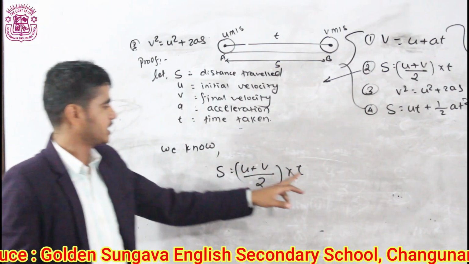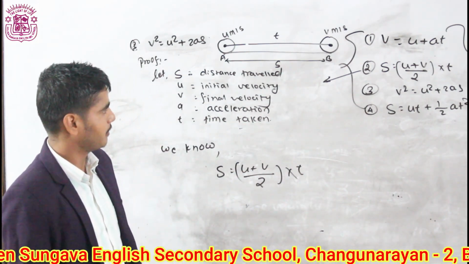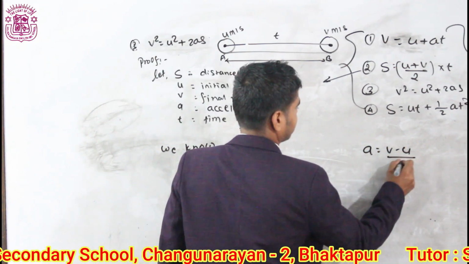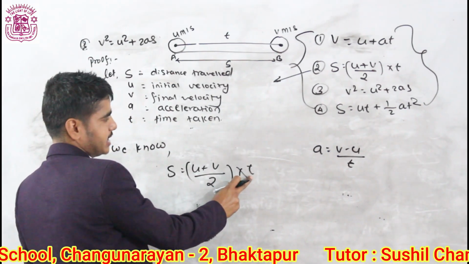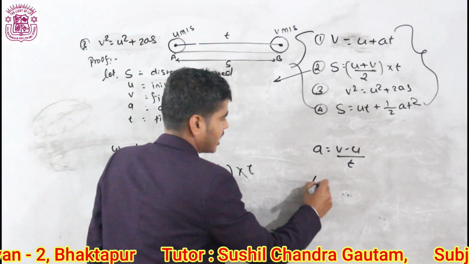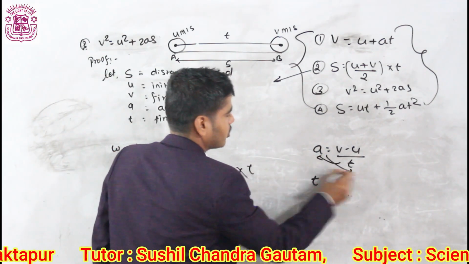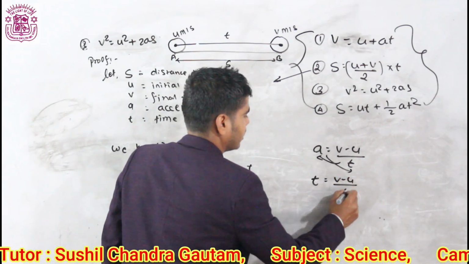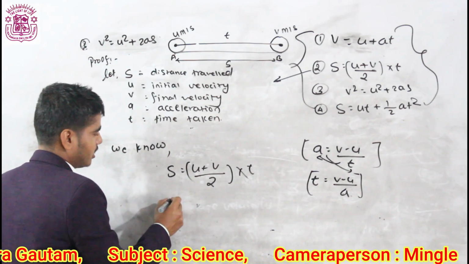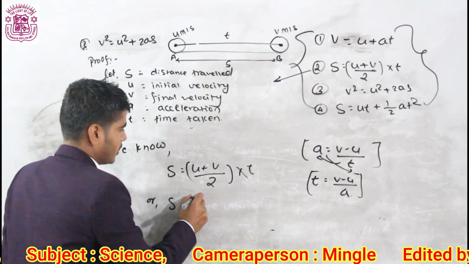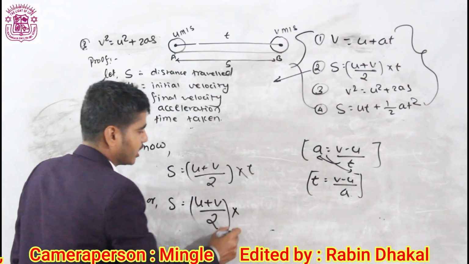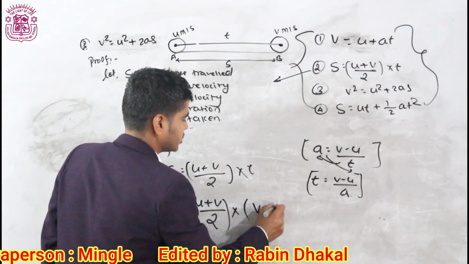So we should replace this t with some values related to u and v. From the definition, acceleration is equal to (v minus u) by t. We need a, but we should remove t. a is equal to (v minus u) by t from the definition of acceleration. That means t is equal to what? t comes here, a goes there: t is (v minus u) divided by a. Then what can we do here? S is equal to (u plus v) divided by 2. What can we put here instead of t? (v minus u) divided by a.